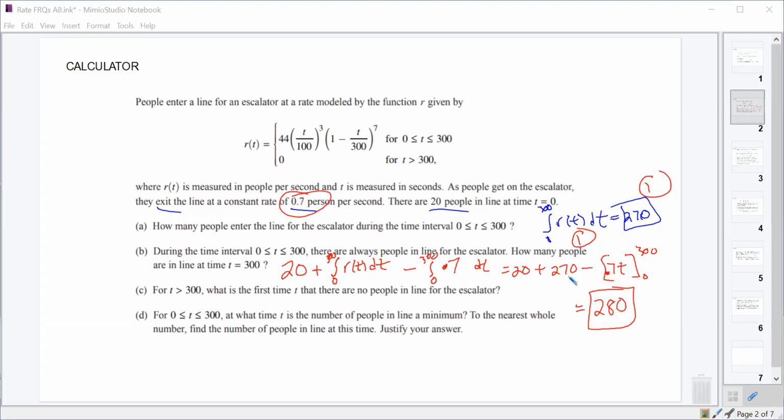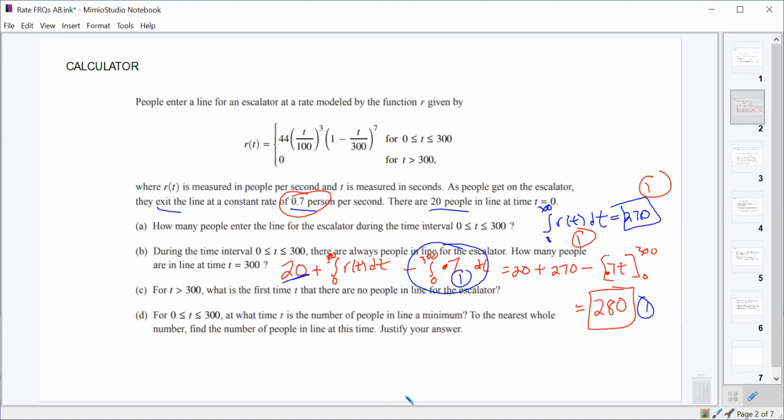And they gave you 1 point for considering the rate that the people left, and 1 point for the final answer, which means you had to include that initial condition, or else you would have got the wrong answer. You would have got 260. And if you didn't write this as an integral, if you just wrote 0.7 times 300, that's also fine. Good or no? Any questions on part B?